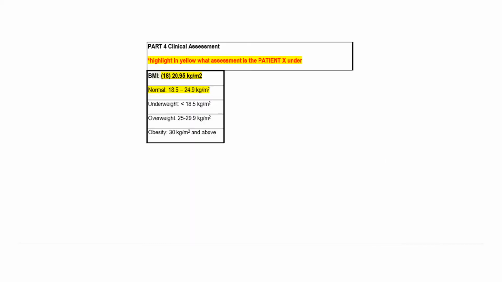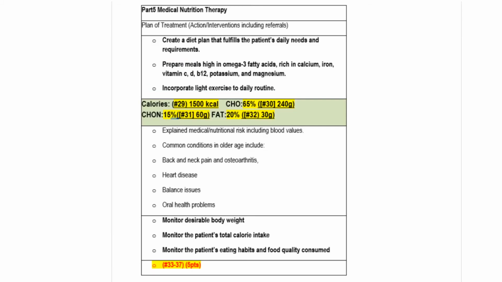In our clinical assessment, it was displayed that patient X has a BMI of 20.95 kg per meter squared, making her BMI status normal. For the plan of treatment, create a diet plan that fulfills the patient's daily needs and requirements. Prepare meals high in omega-3 fatty acids, rich in calcium, iron, vitamin C, D, and B12, potassium, and magnesium, and incorporate light exercise into the daily routine.